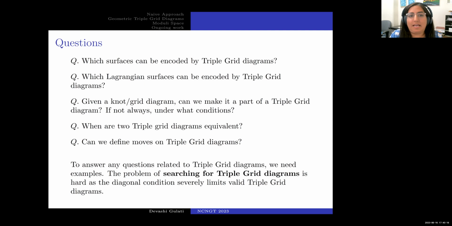So which surfaces can be encoded by them? What about Lagrangian surfaces? If we have a grid or a knot, can we make it a part of a triple grid diagram? If not always, under what conditions? When are two triple grid diagrams equivalent? Can we define moves on these? To answer any of these questions, we need examples. The problem of searching for triple grid diagrams is hard as the diagonal conditions severely limit the number of them.